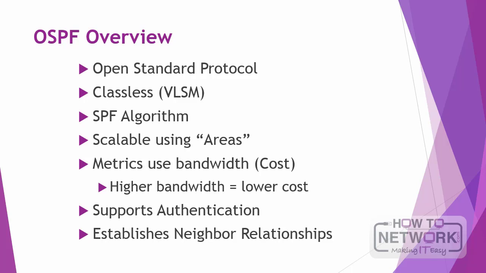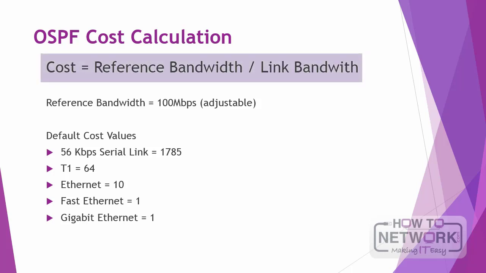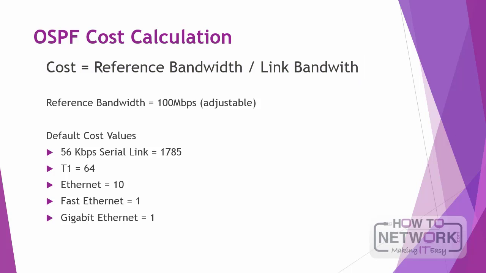OSPF discovers neighbors and exchanges topology information with its neighbors, acting much as EIGRP does in that way. Based on the collected information and the link costs, OSPF calculates the shortest paths to each destination using, as we mentioned before, the SPF algorithm. The formula for calculating the interface cost is reference bandwidth divided by link bandwidth. The default reference bandwidth is 100 megabits per second, but this can be modified, just as the link bandwidth can be modified using the bandwidth command.